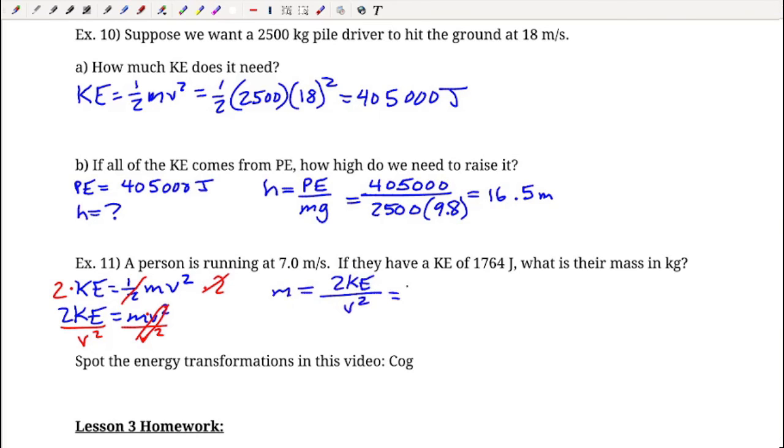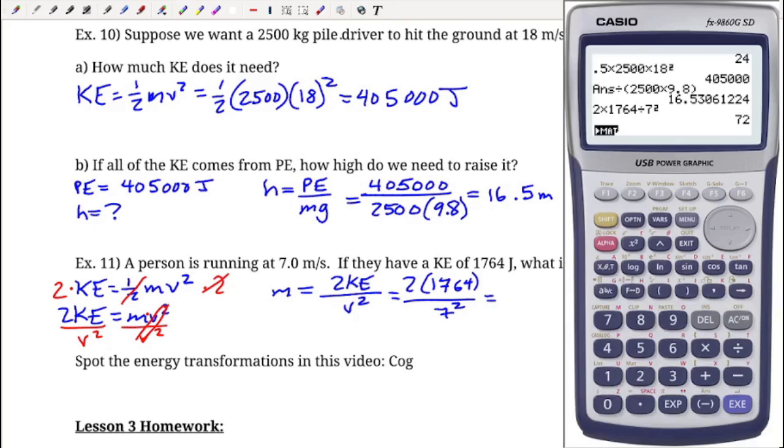Now I can start plugging in my numbers. So I've got 2 times 1764 divided by 7 squared. And again, pull out your calculator, see how you do. My calculator tells me my person has a mass of 72 kilograms.